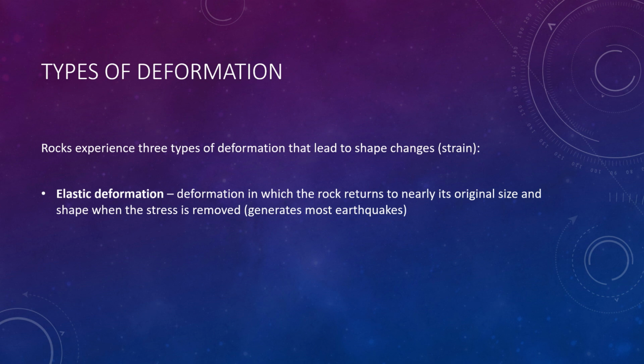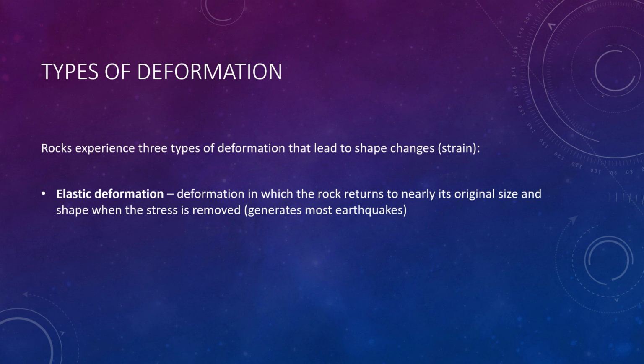Rocks experience three types of deformation that lead to shape changes: elastic, brittle, and ductile. Elastic deformation. If you open a door that has a spring attached to it, when you let go of the door, the spring pulls the door shut and it returns to its original shape. We say that the spring undergoes elastic deformation. That is, it deforms temporarily in response to a stress, in this case the force that you use to open the door, and it returns to its original configuration when the stress is removed.